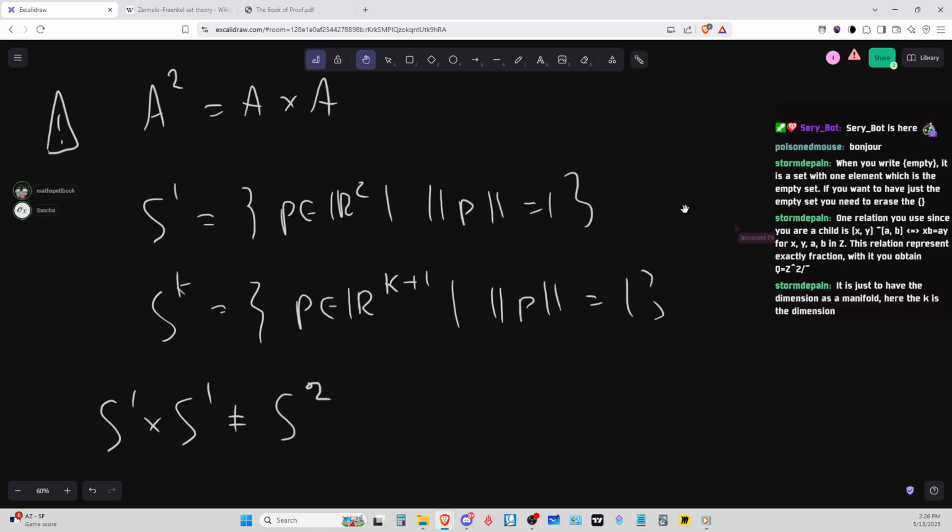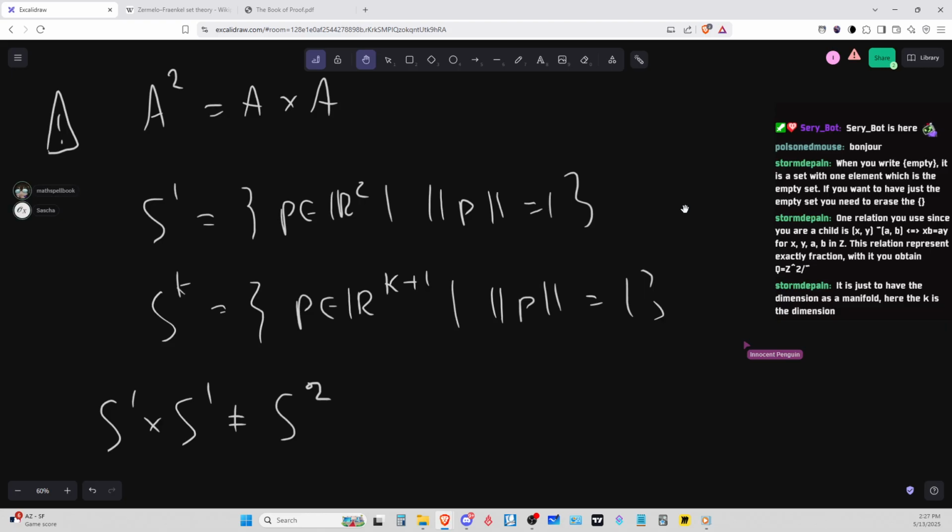There will be some kind of relation we're going to see. Right now I just introduced a relation as some subset of a Cartesian product, but you have a lot of types of relation. For example, you have ordering relations, equivalence relations, and functional relations. And the second thing Storm typed is the dimension of a manifold, where k is the dimension.